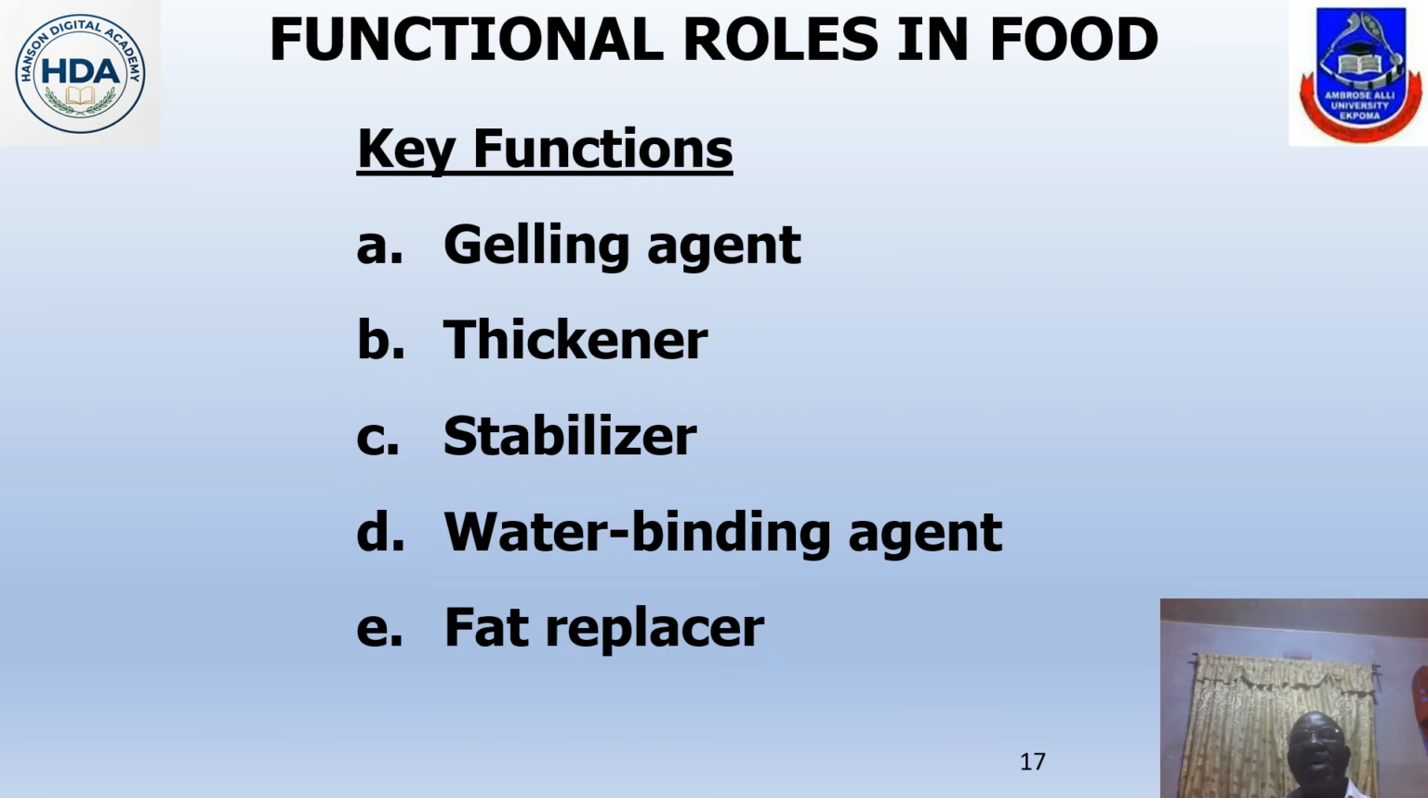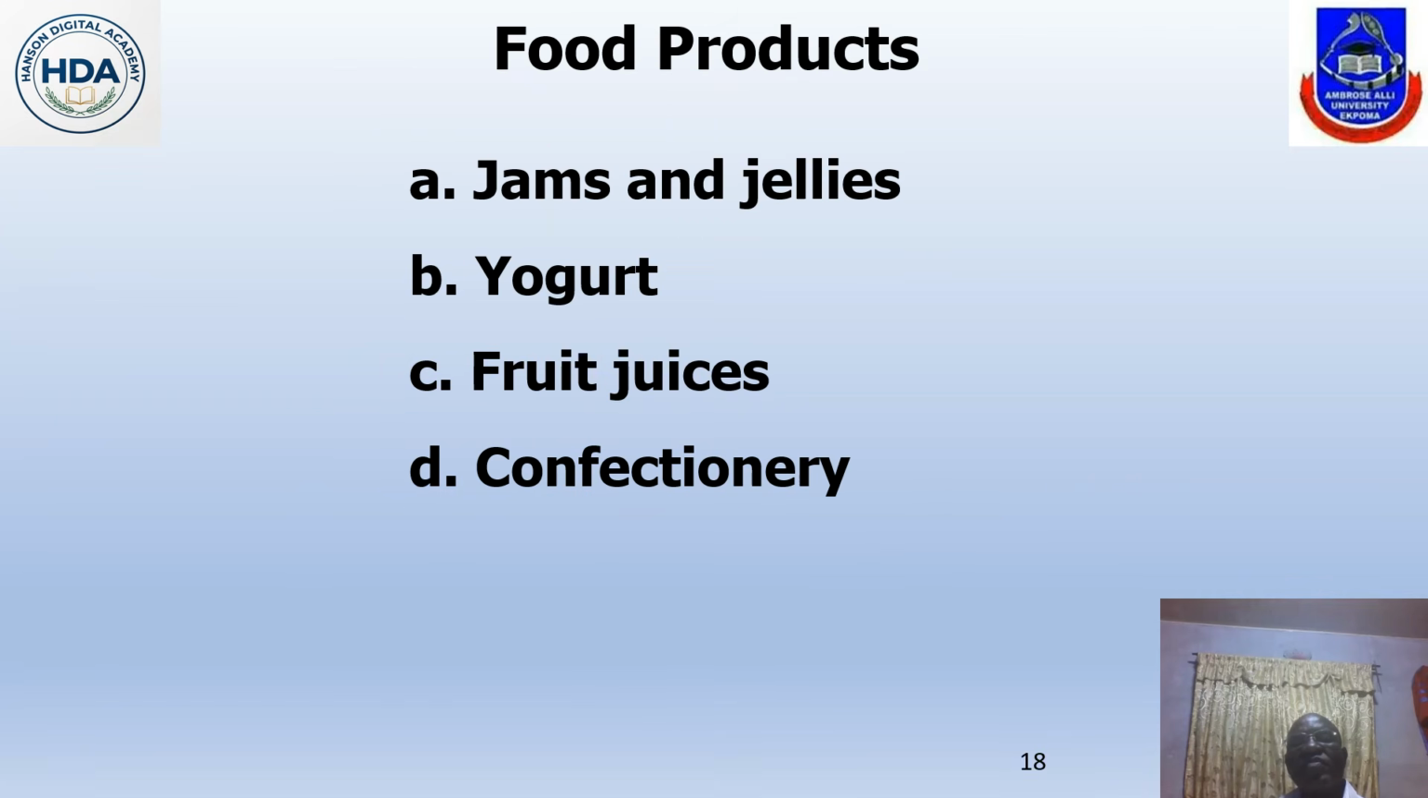Now, while explaining, I must have mentioned the functional role of pectin in food. Yes, I mentioned jelly agents. They function as jelly agents, thickeners, stabilizers, water binding agents, and fat replacers. These are qualities that are desirable in food depending on the food you are actually preparing. And in what products do you normally find pectin applicable? We have them applied in jams and jellies, yogurts, fruit juices, and confectionaries.